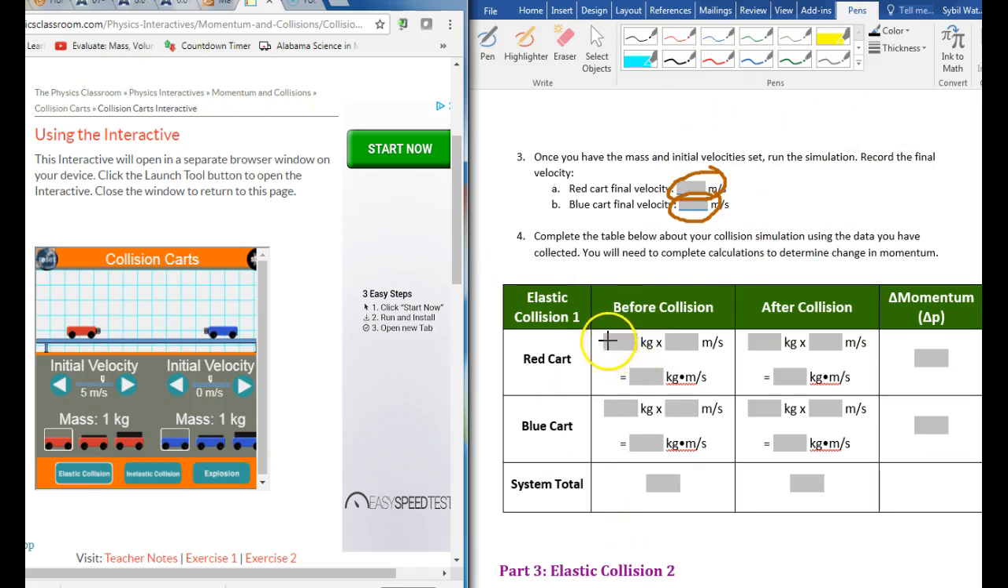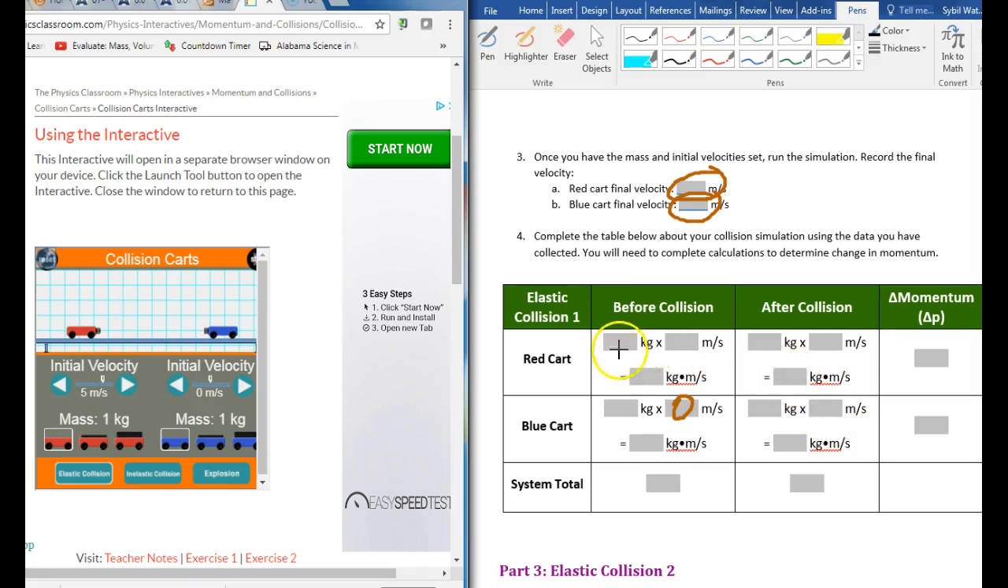So right here, you're just filling in your red mass before the collision. That's just however much you chose for your red cart. Then your red velocity before the collision. That's how fast you set the red one to go before. Your blue mass, just in general, what mass did you choose for your blue? And then your blue velocity before the collision should be 0. You should have set it to 0. If you didn't, you'll need to rerun it so that it's set to 0 at the beginning. After the collision, your red mass should be the same. Okay, the collision doesn't change the mass, but the red will have a different velocity. And the blue mass will be the same, and the blue will have a different velocity.